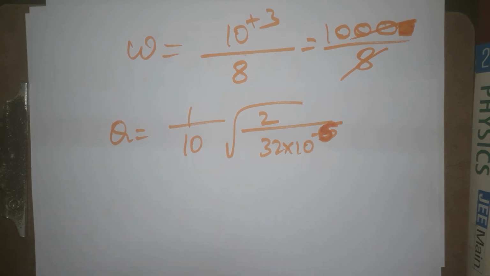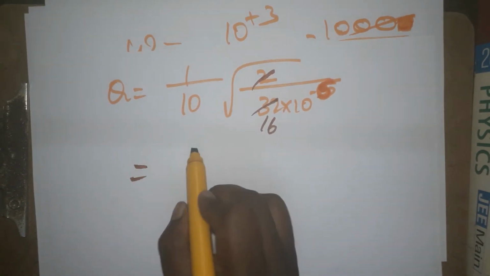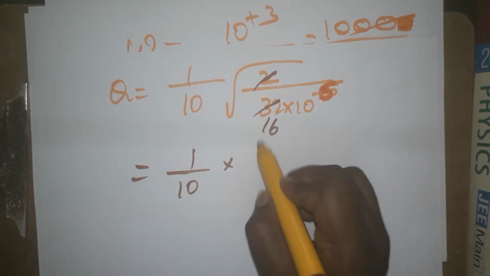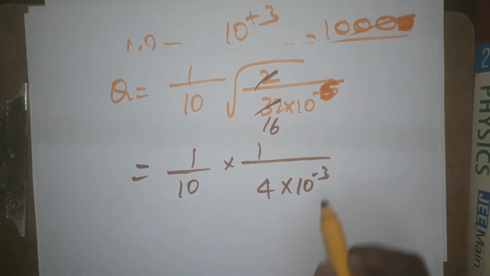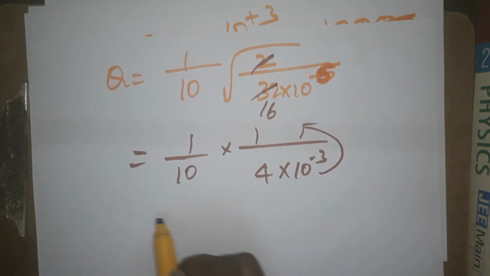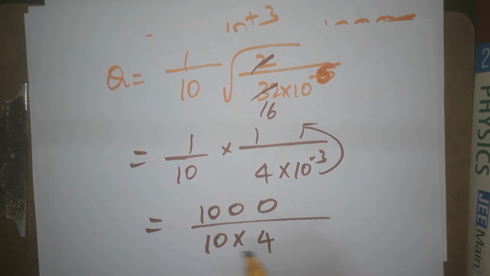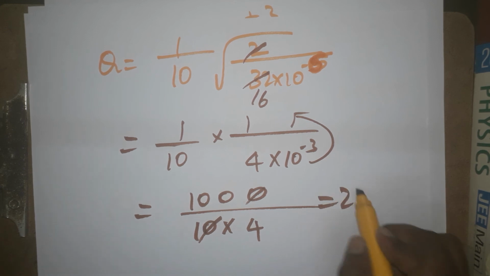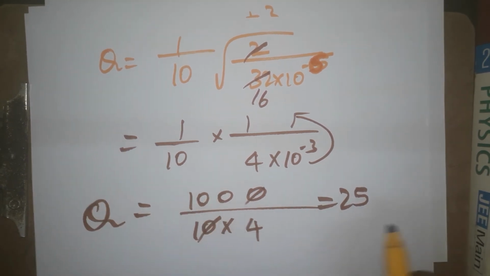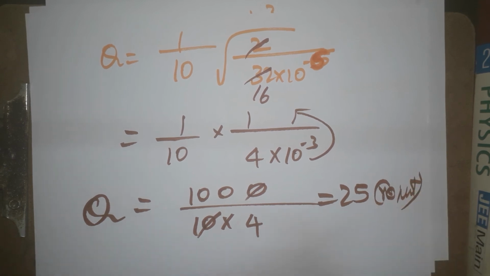Now see what I am going to do. 1 divided by 10 into the root of 16, which is 4. The root of 10 power minus 6 becomes minus 3, and taking minus 3 to the numerator, it is 10 power plus 3. So 1000 will be the numerator, and 10 and 4 will be the denominator. This gets cancelled, and 100 divided by 4 gives 25. The Q factor has no unit, so you can say it is unitless.